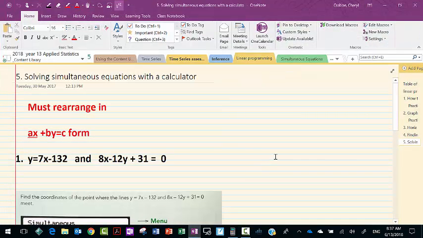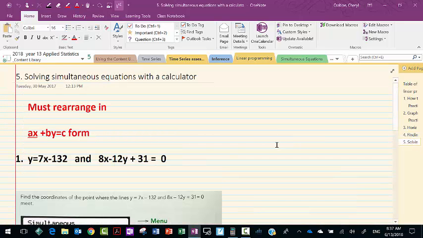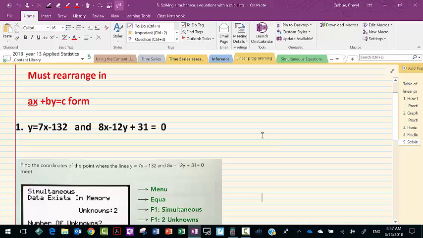Okay, we're going to look at solving simultaneous equations using the calculator. We know that we can estimate points of intersection when we draw two graphs, but we actually need the exact point of intersection for our internal. So the biggest thing with simultaneous equations is that, depending on what form they come in, you've got to rearrange them so that they're in this form.